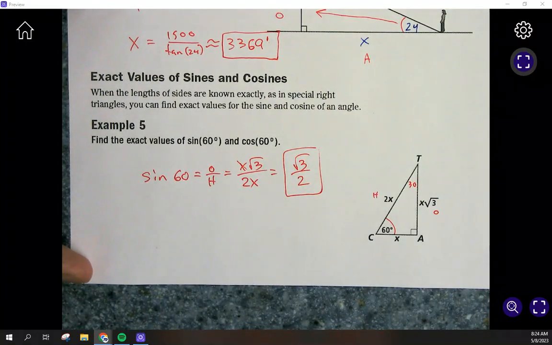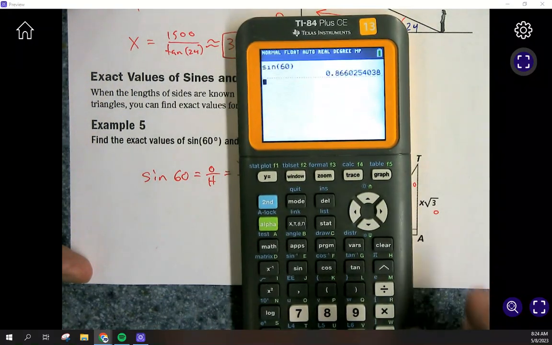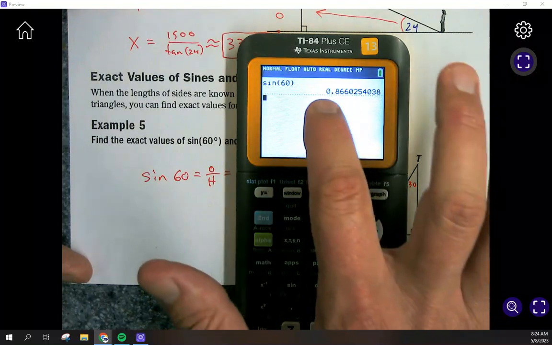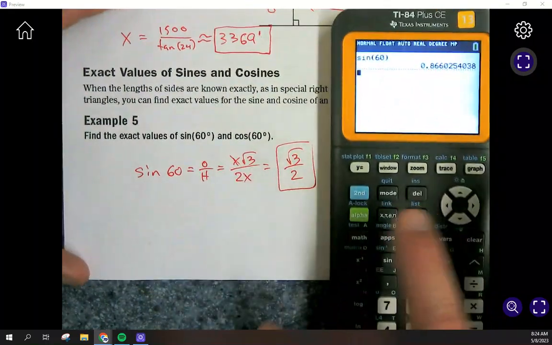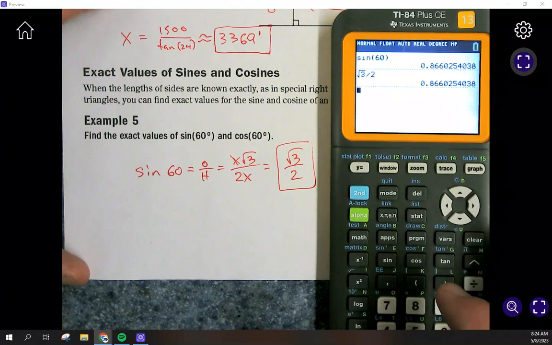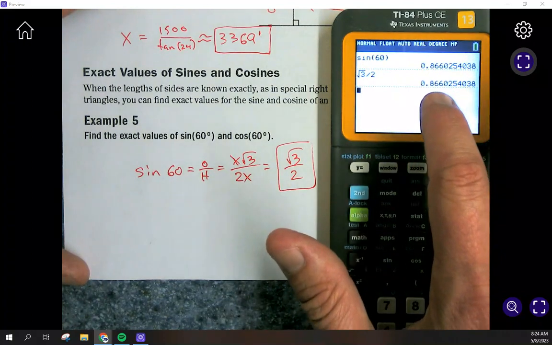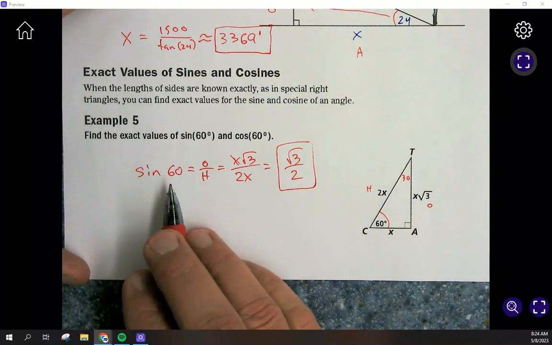So let's see how that works. Sine of 60 is this number. Now that's not the exact number. We don't want that number. That should be equal to radical 3 over 2 though, based on the work that we just did. So radical 3 divided by 2, sure enough, is the same answer. So this would be an answer we would round, whereas this is the exact answer of sine of 60.